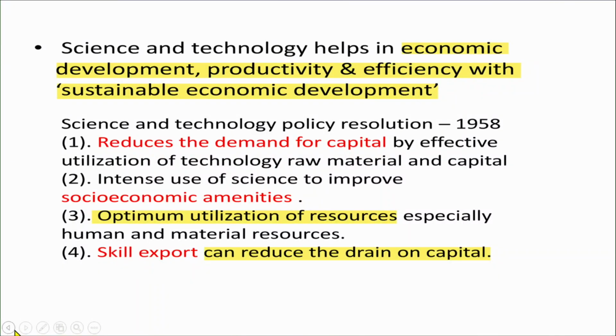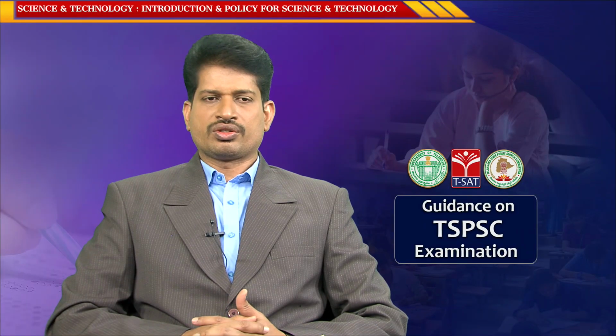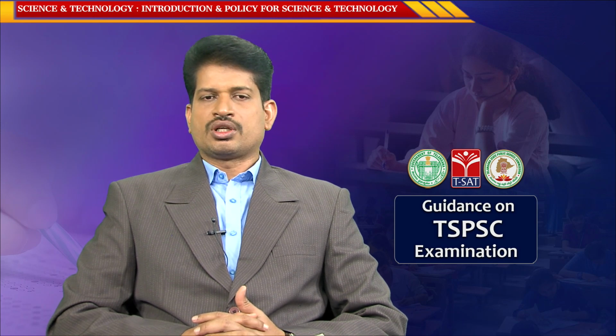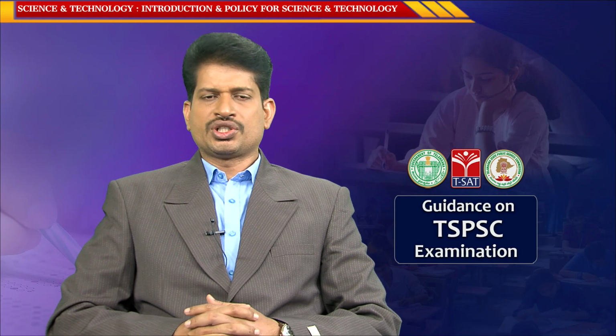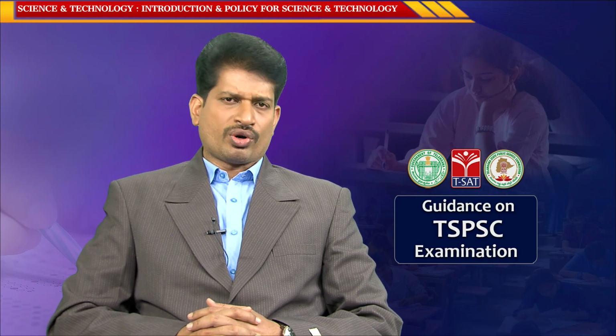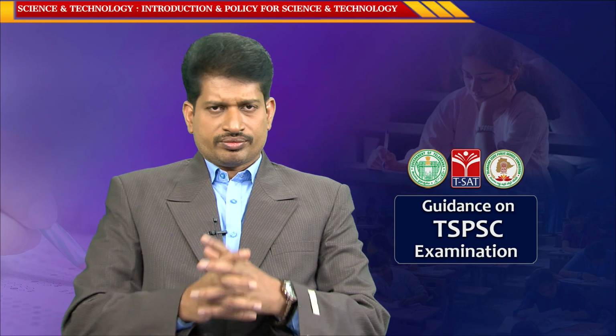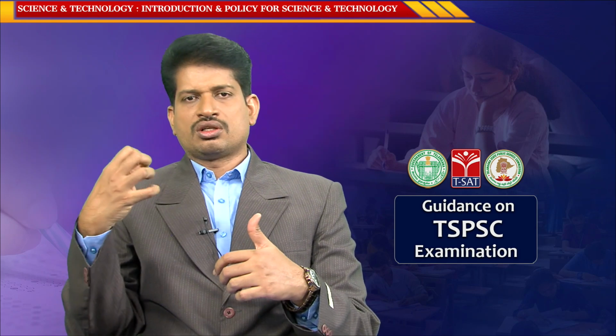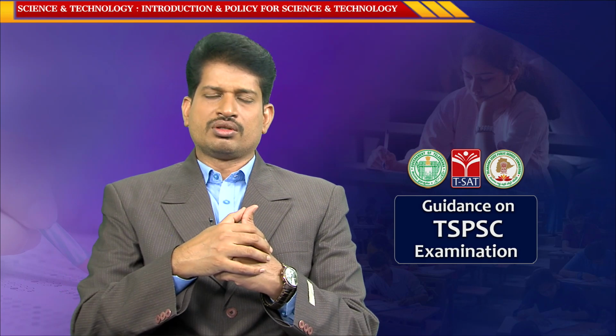So science and technology helps in economic development, productivity and efficiency, with sustainable economic development. This is the main aim of the policy of science and technology. Development I have explained initially. So what is meant by productivity? Productivity is a condition where we must utilize a minimum input and maximize the output. That is one of the main aims of technology.